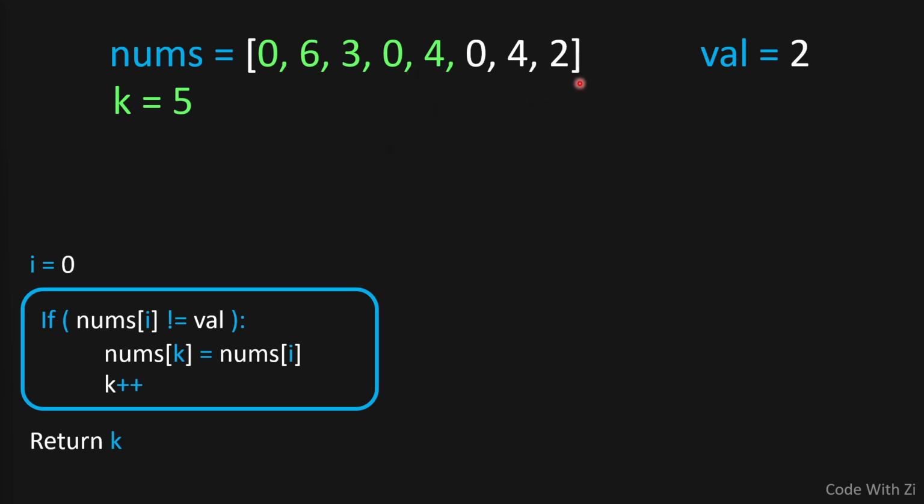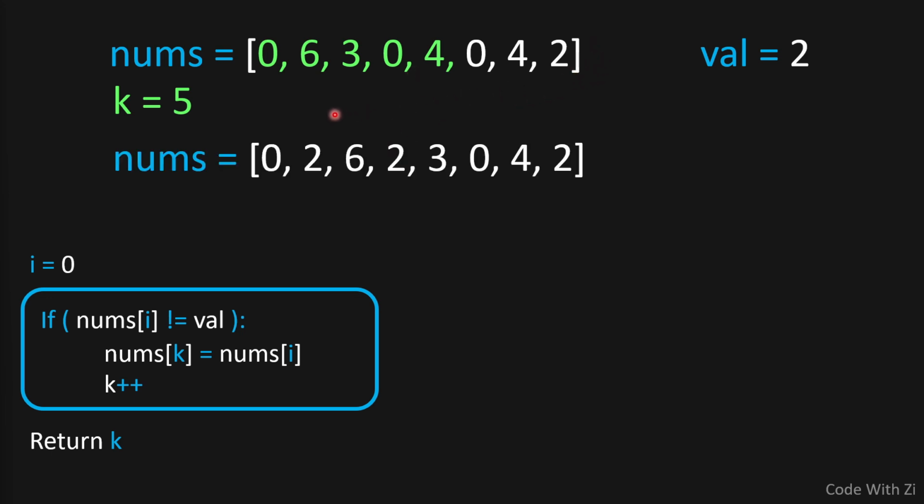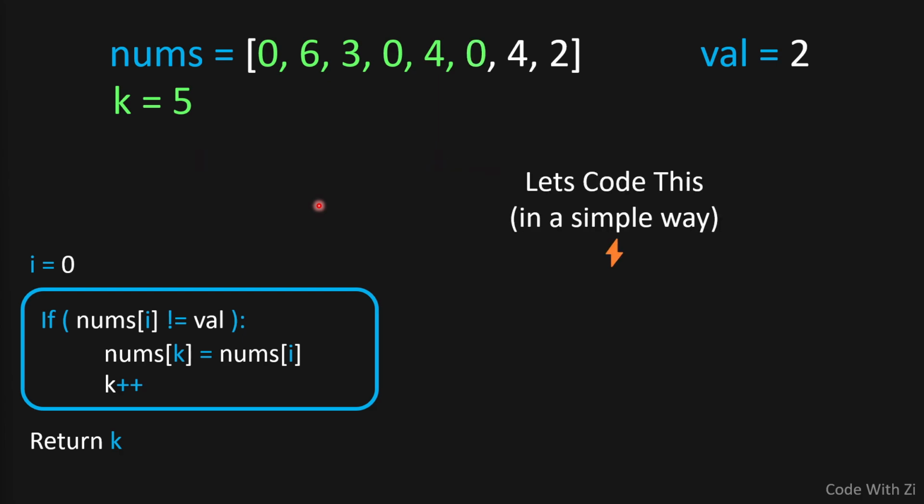If we compare our result array to the array that we had in the beginning, we can see that we have all of the numbers that are not equal to 2 in the beginning of our array, like so. Now let's code this in the simplest way possible.